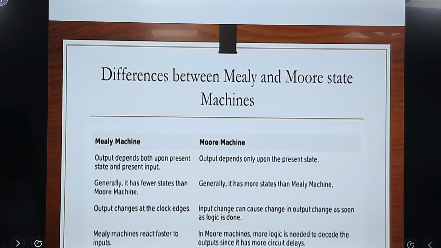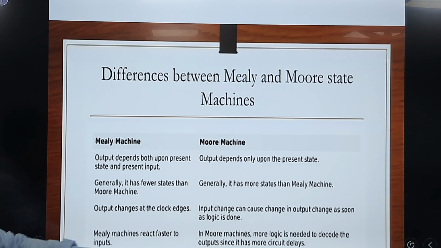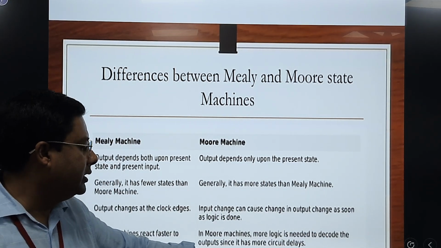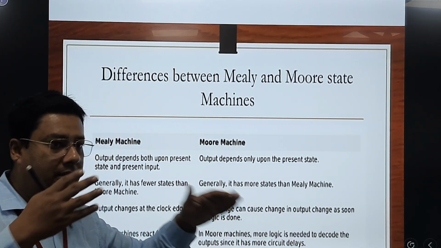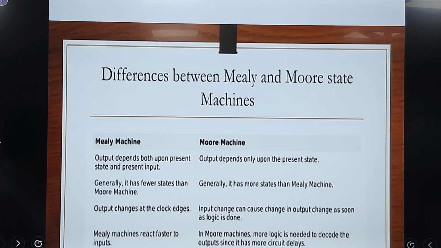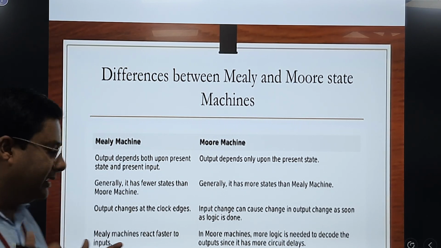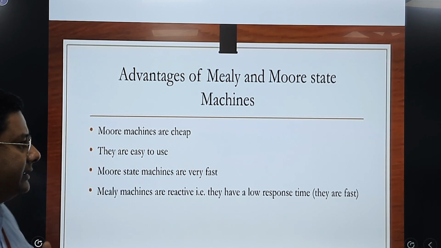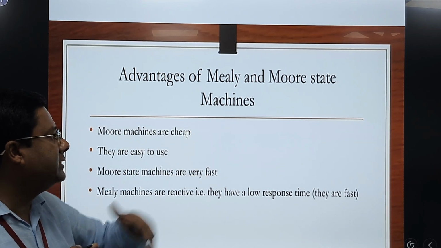The Mealy machine reacts faster to the inputs. The Moore machine's logic is needed to decode the output, since it has more circuit delay. Due to the extra states, the circuit is delayed. And these are the advantages of Mealy and Moore state machines.